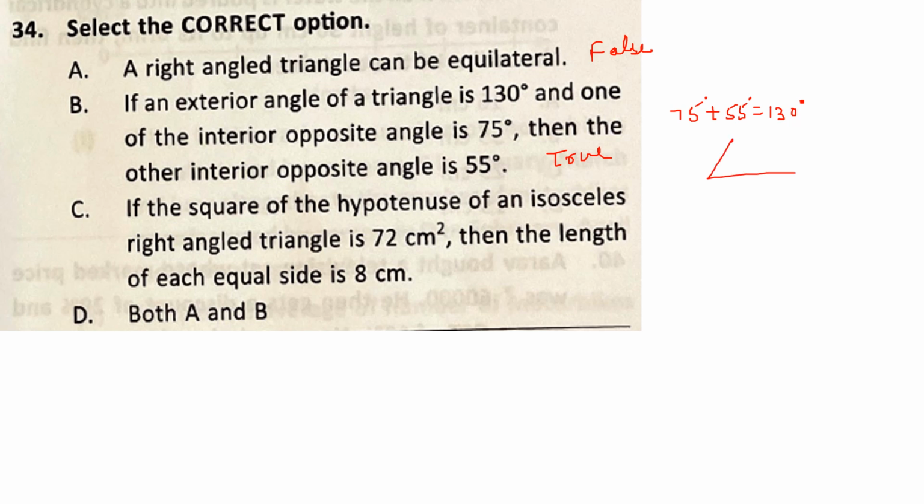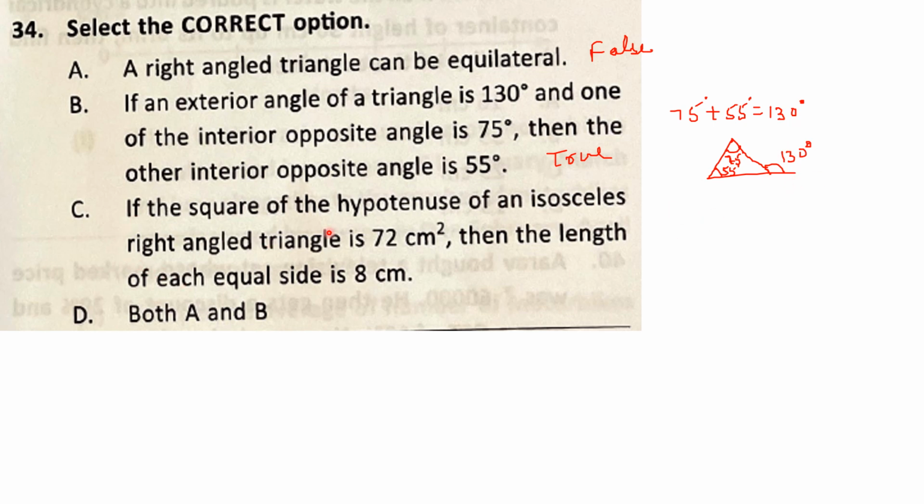It is given something like this. The exterior angle is 130 degrees and one interior angle is given as 75 degrees. Then the other interior opposite angle is 55 degrees. So you can solve this in two ways. Either you find the other interior opposite angle and check whether it is 55 degrees or not, or you assume these are the interior opposite angles, add, and see whether it is equal to the exterior angle or not. So anyway you can check.